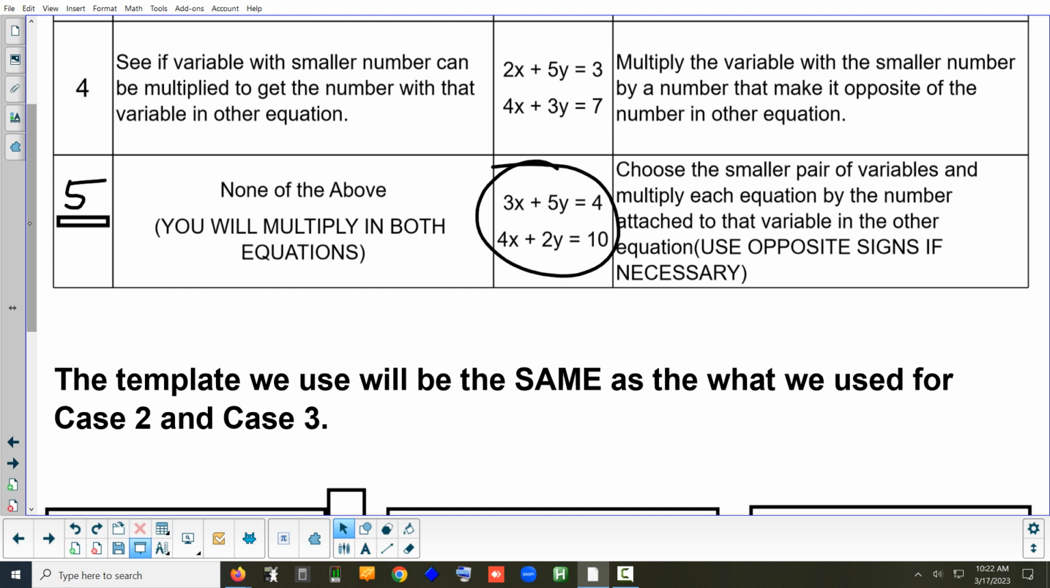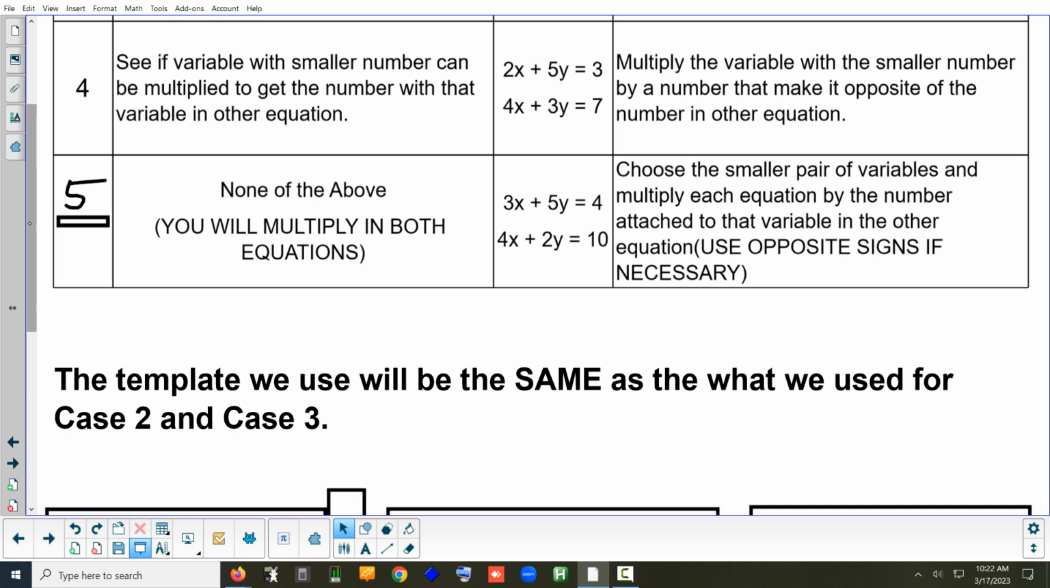All right, so what are we going to do? We're going to choose one of the columns to work with. Which one? Doesn't matter. Either one. I try to pick the numbers that I think are smaller or easier to work with. So in this case, what would I consider the smaller pair? A 3 and a 4 or a 5 and a 2? I don't know, either one really.